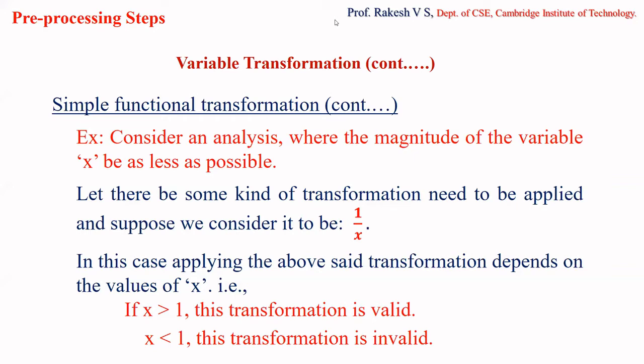Remember what kind of values you want for the analysis. For the analysis, you want those values which are as small as possible. That is, if you have 1, you want a value less than 1 for your analysis. Say you have 3, you want a value which is less than 3. Like that it is. Clear? So here, whether applying 1 by x will give you a proper result or not depends upon the value of x. What are the values that we have?